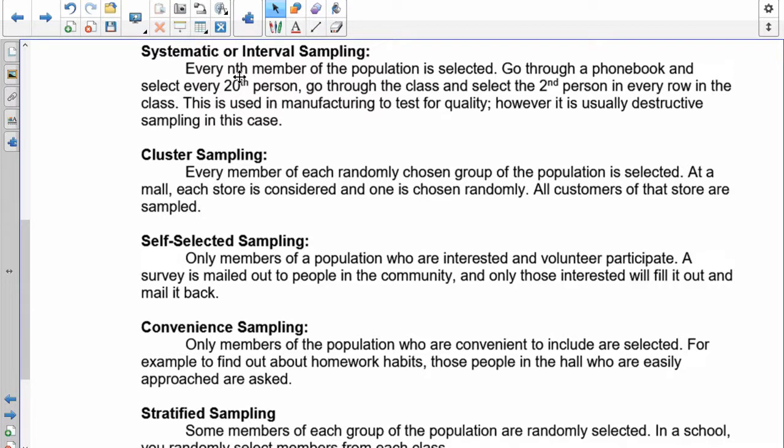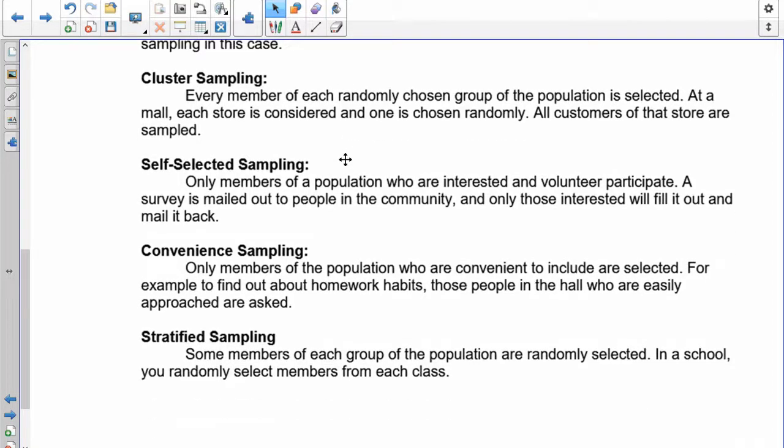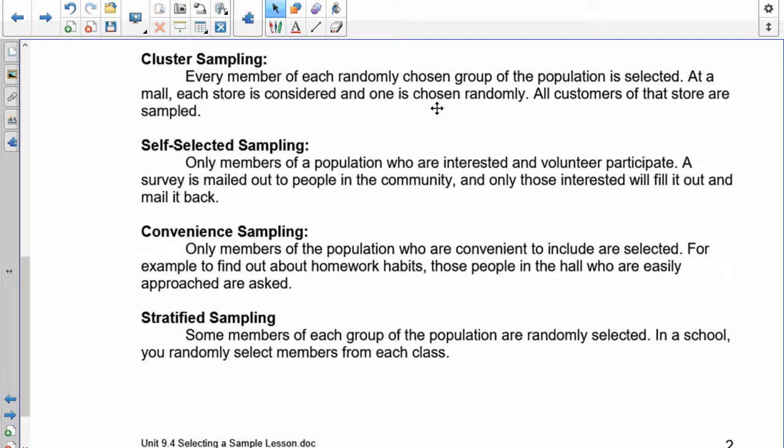Now, the next one's called cluster sampling. Cluster sampling is where every member of each randomly chosen group of the population is selected. So, for example, at a mall, each store is considered. So it's kind of like going to different locations and sampling each different location.